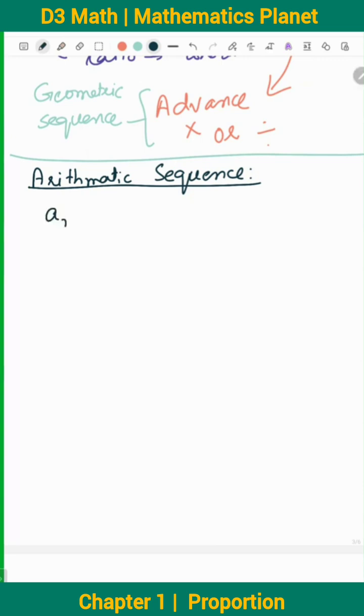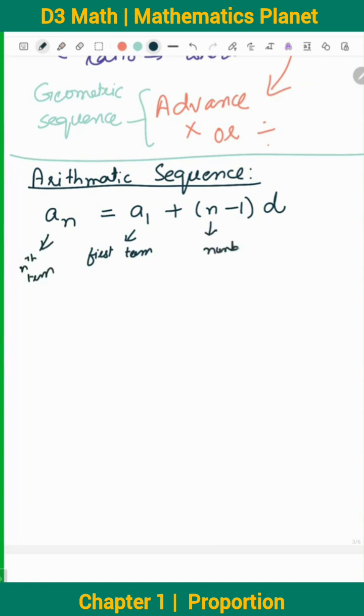An is equal to A1 plus n minus 1 into D. What is A1? This is called the first term. What is An? This is called the nth term. What is n? This is the number of terms. And what is D? This is called the common difference.